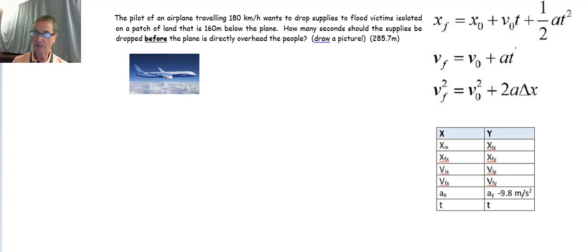Okay, so first what we'd like to do is collect our data in the table. So we have a velocity of our airplane. Let's switch that to there. We have the velocity of our plane at 180 kilometers per hour horizontal. Okay, so our plane is traveling at 180 kilometers per hour in a horizontal direction. Well, first we're going to need to convert that to meters per second.